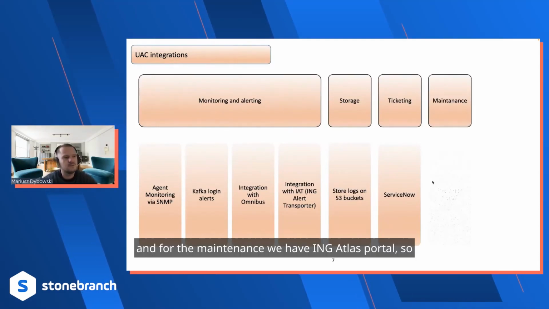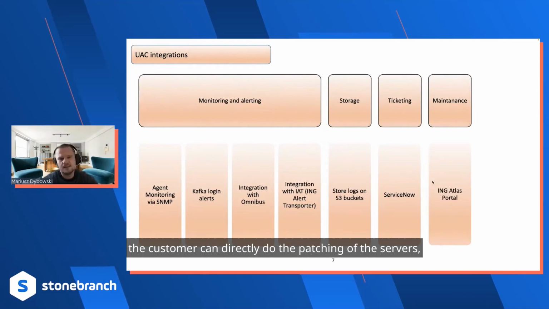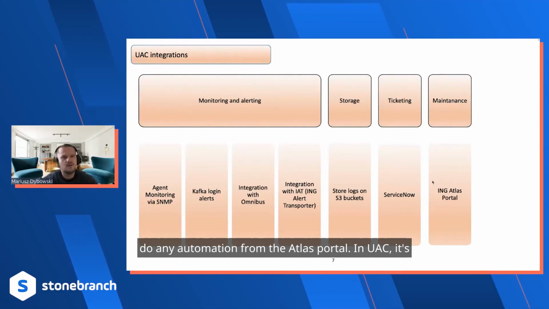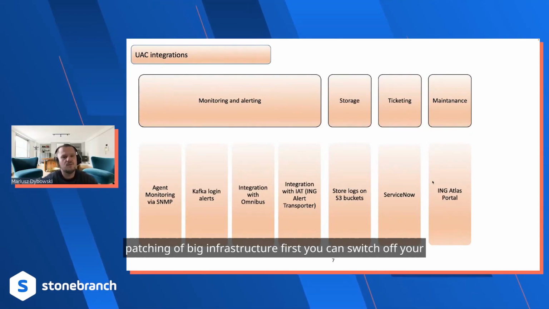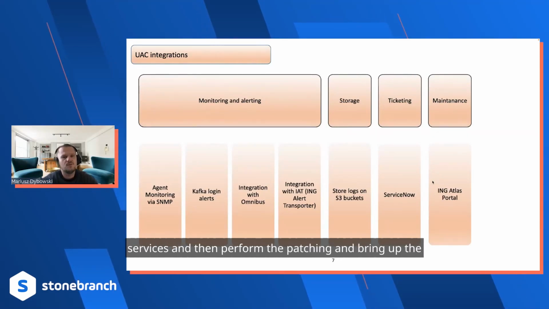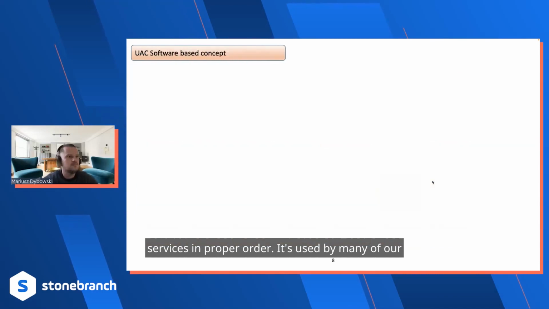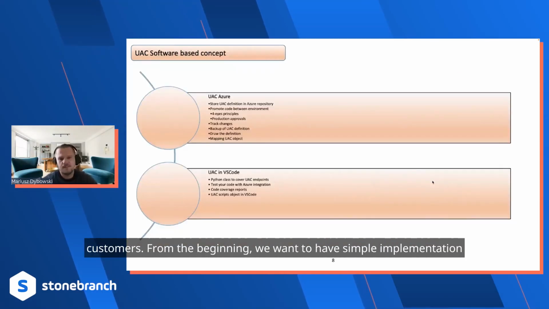And for maintenance, we have the ING Atlas portal, so the customer can directly do patching of the servers and any automation from the Atlas portal in UAC. It's very handy, for example, if you want to patch a big infrastructure. First, you can switch off your services, then perform the patching and bring up the services in the proper order. So it's used by many of our customers.